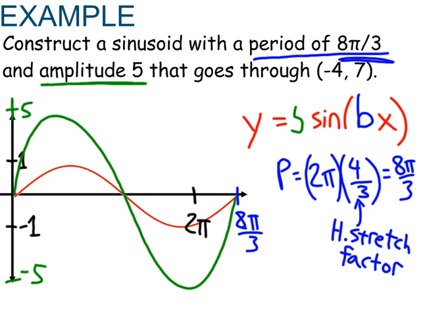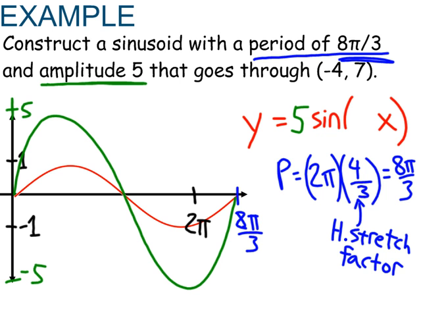Since the amplitude is technically the absolute value of that A value, if I wanted to be cute, I could put a negative sign in there, and that would cause a reflection, and I'd still have the amplitude that I want and the period that I want. But there's no reason to go out of your way to do that. I'm just pointing out that one could do it, and it would still satisfy the problem.